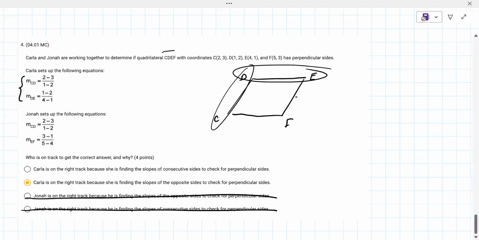All right. So the difference between these two is opposite versus consecutive. What I've shown here in this drawing are consecutive sides. So you'll want to change your answer to that one there.